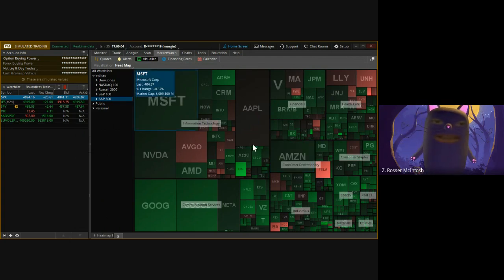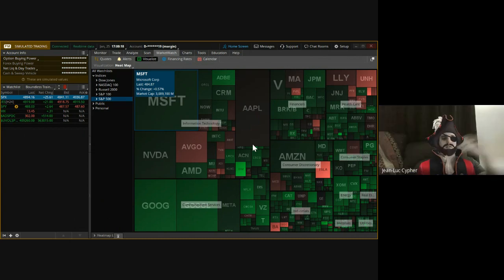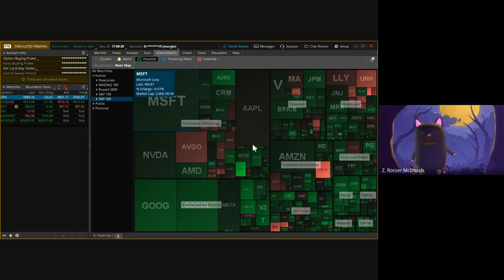When you see Microsoft here, it calculates in millions. So it says basically 3 million, which is a goofy way of saying $3 trillion. Okay. So that means that's the total value of all Microsoft stock put together.